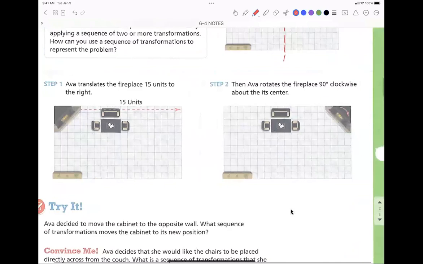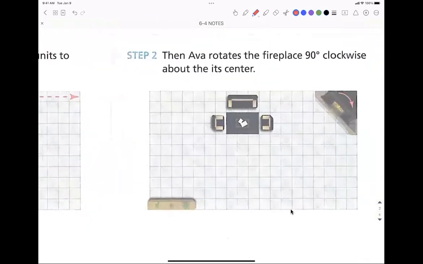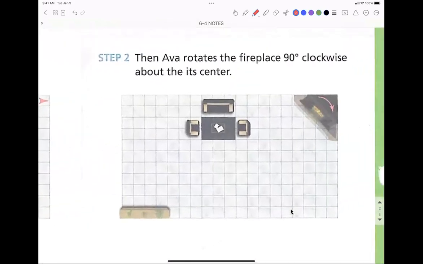So everybody's going to do this. I've got my cabinet, and I want my cabinet to go from here to up here. Now I'm just going to do this so you can see what I'm talking about. This is my pretty side of my cabinet, right? I can't reflect a cabinet, and we're not going to do that. We're going to do a sequence here. So I'm going to translate it, or slide it across the room.